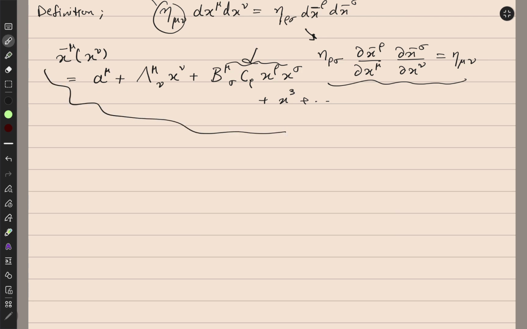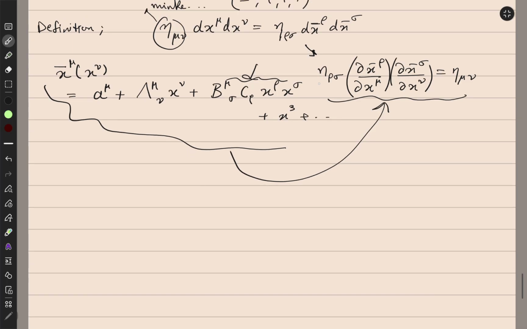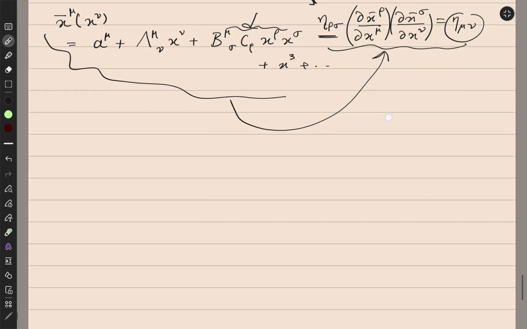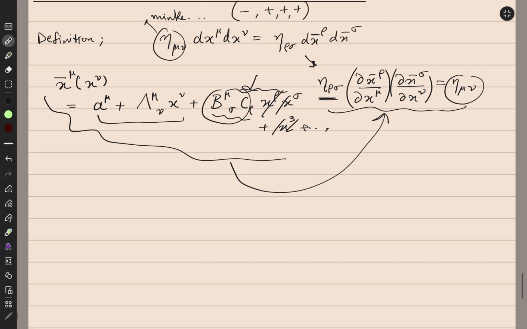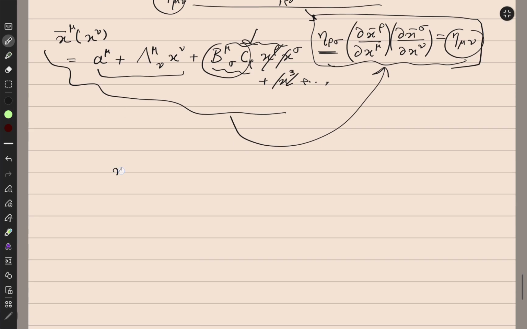general form of transformation going from unbarred coordinates to barred coordinates. If you put this in this condition, these partial derivatives have to work out in such a way that after multiplying by the Minkowski metric, you again get a Minkowski metric. This will put certain constraints on these extra matrices. You will basically find that all the higher order terms are 0 and only these two terms survive. So the most general transformation that satisfies this basic definition we started with would be of this kind.